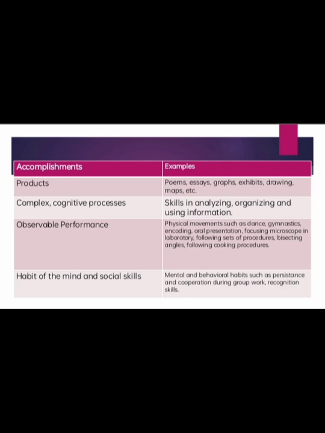In observable performance, examples are physical movements such as dance, gymnastics, encoding, oral presentation, focusing a microscope in the laboratory, following sets of procedures, bisecting angles, following cooking procedures. And the last one is the habits of the mind and social skills. Here are some examples: mental and behavioral habits such as persistence and cooperation during group work, recognition skills.